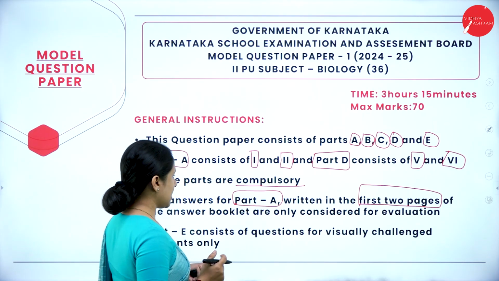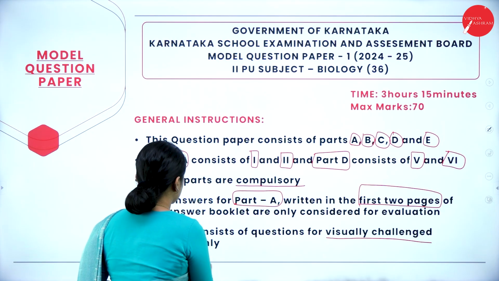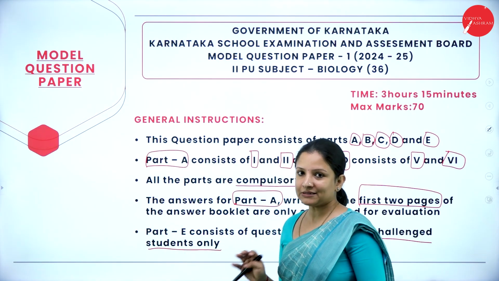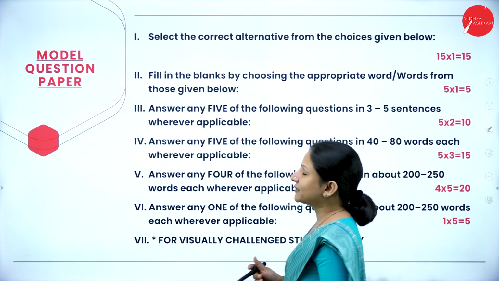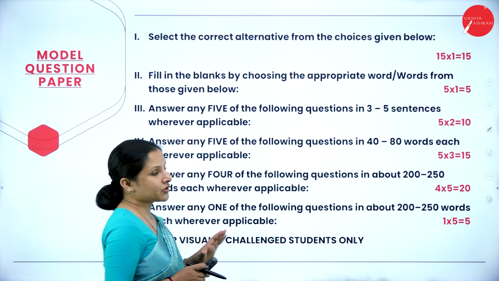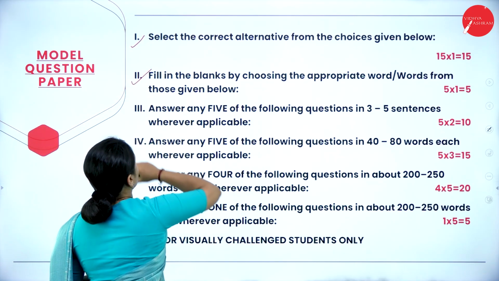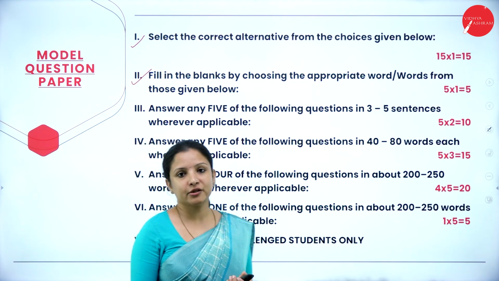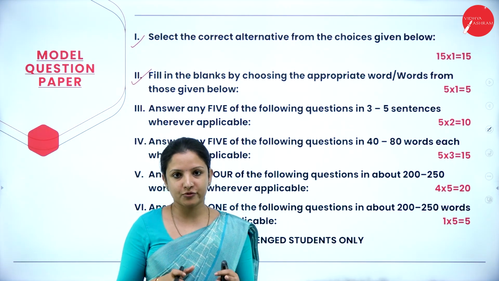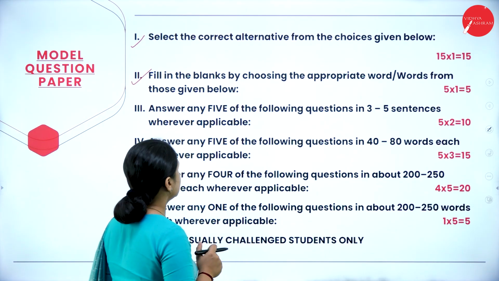Next is part E. As I said, it contains questions for visually challenged students only, wherein 2 or 3 questions will be given specially for these kids. Moving further, let's look into the skeleton of the question paper. As I said, part A consists of 2 mains, main 1 and main 2, wherein in main 1 we have MCQs, where options will be given and we have to select the correct option, and it should be in the first 2 pages itself of the answer booklet.